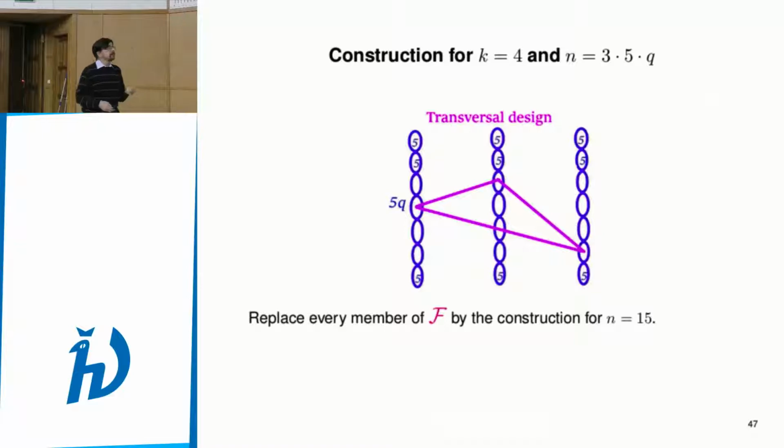And now we have here an edge between these two. If we have such an edge, then replace it with a construction. No, sorry. So we have 3-element sets, right? And we replace this by our construction. You remember it was 5 times 5 times 5 is here.